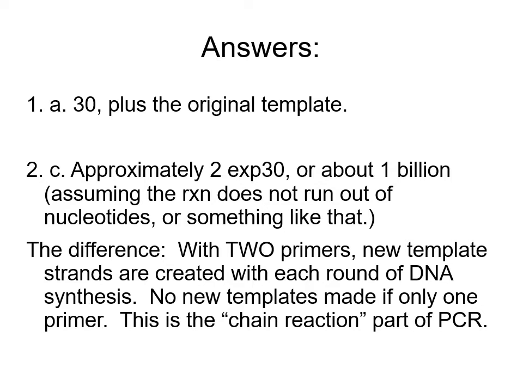Okay, the reason, of course, is if you only use 1 primer, you can make only 1 strand, and every time you do another round of synthesis, you're going to be making the same strand. Whereas if you have 2 primers, you're making both strands. New template strands are created with each round of replication. So we're going to make new strands, new templates, and that's where the chain reaction part of this comes from.